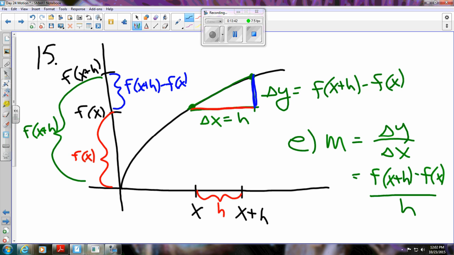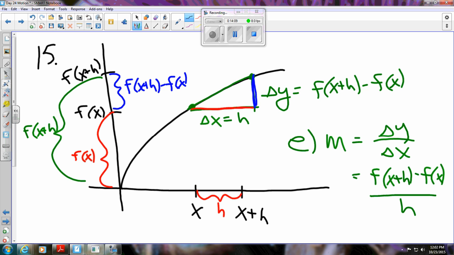And then f of x plus h is the y coordinate over here when x is x plus h. And the distance from that to the x-axis, that would be the distance that would represent f of x plus h. So f of x plus h minus f of x is just this distance between them, right? You know the whole thing is f of x plus h. This part's f of x. So f of x plus h minus f of x is this length here of this segment.